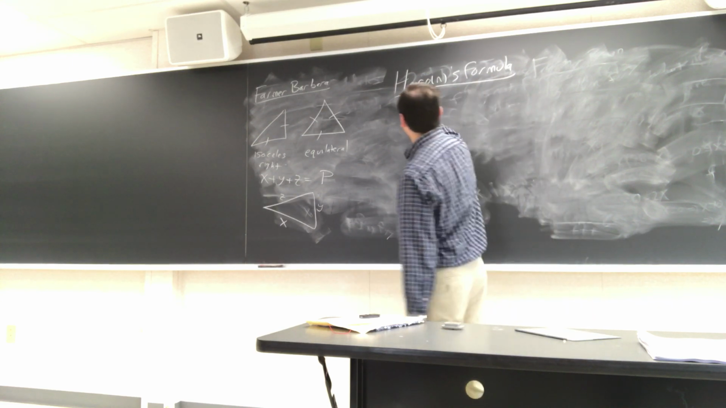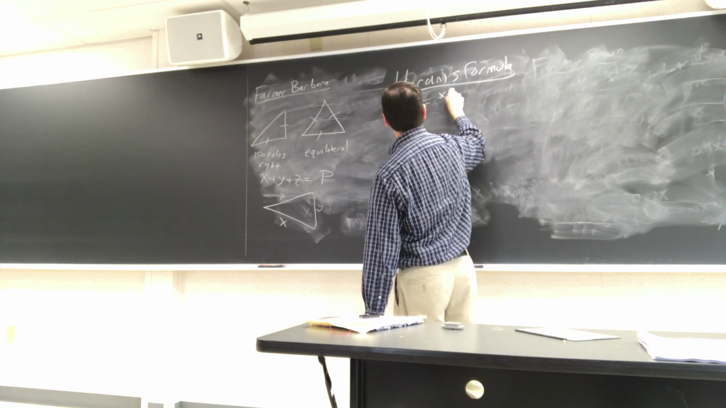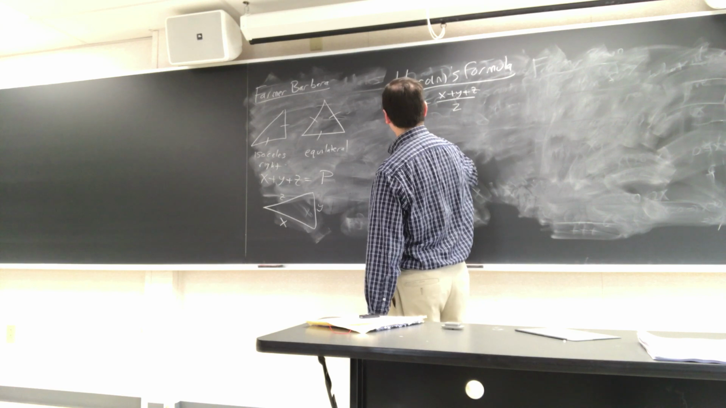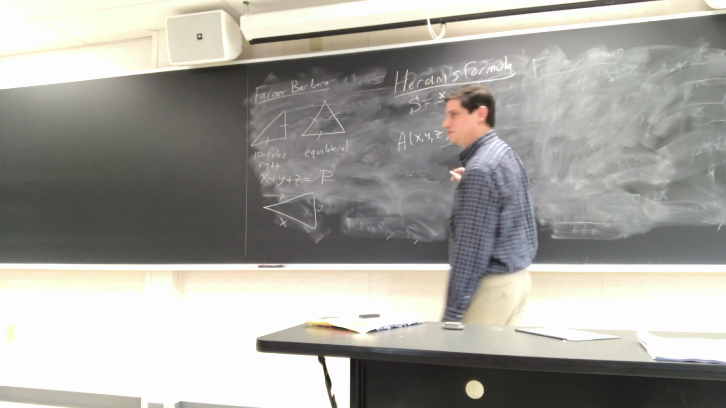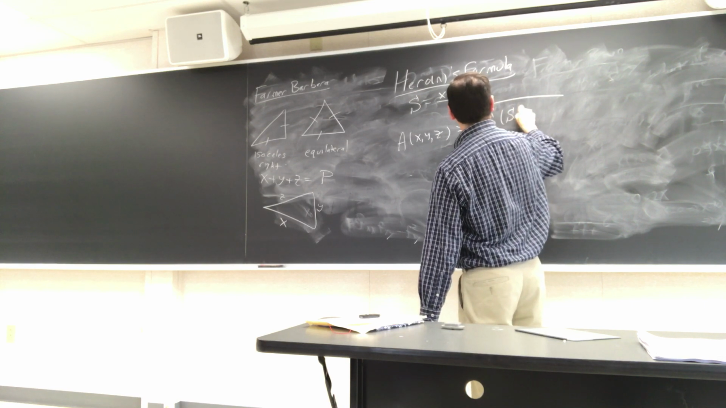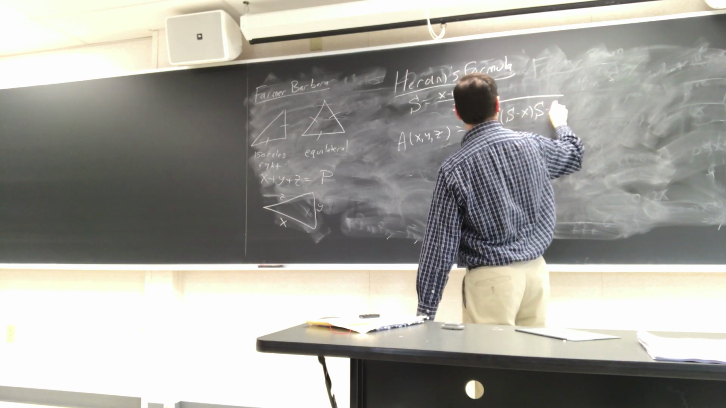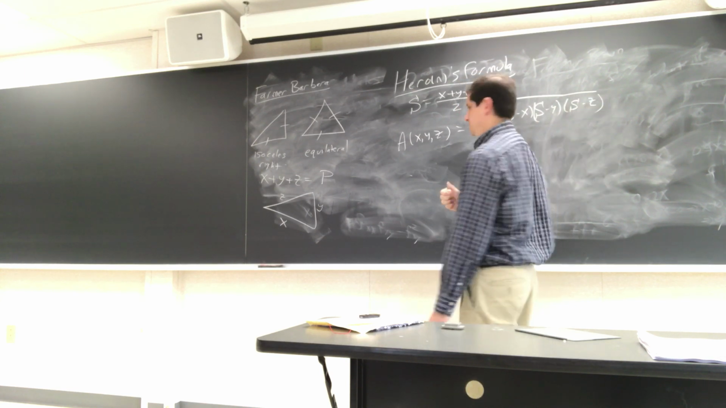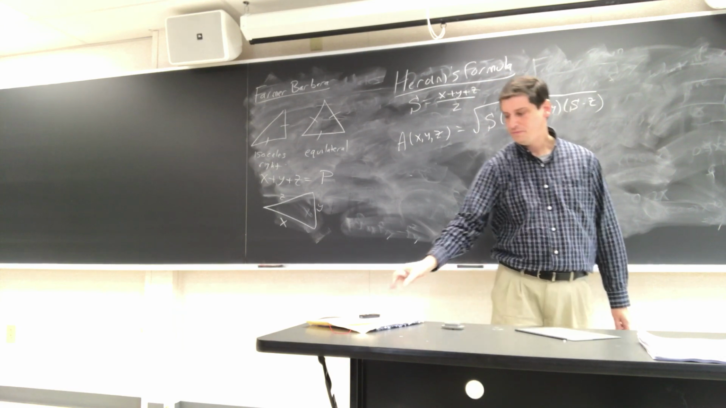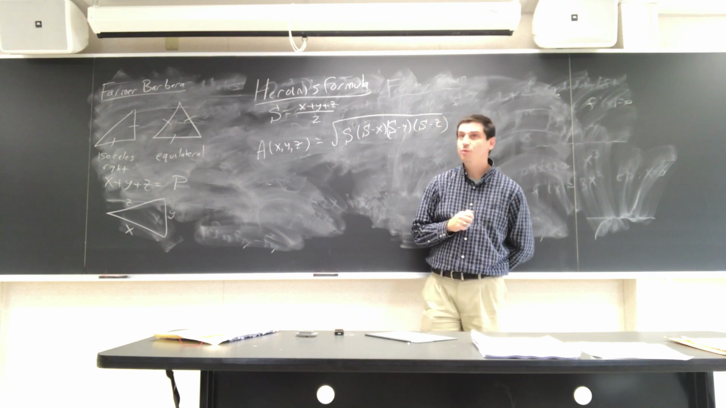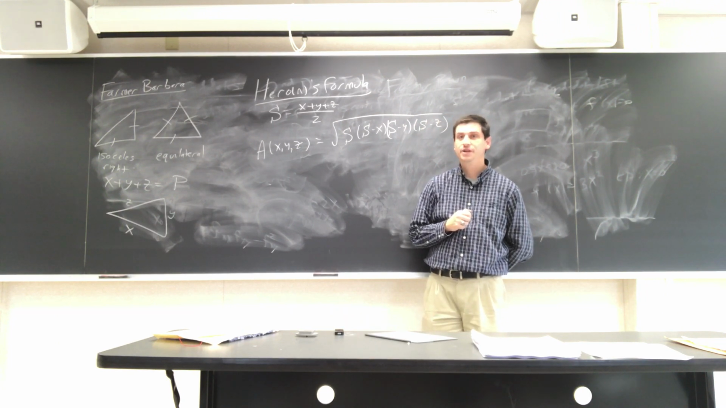Yeah. So s is the semi-perimeter. It's x plus y plus z over 2. And then the area, as a function of x, y, and z, is the square root of s times (s minus x), (s minus y), (s minus z). So this is Heron's formula. It gives us an explicit formula for the area in terms of the 3 sides.